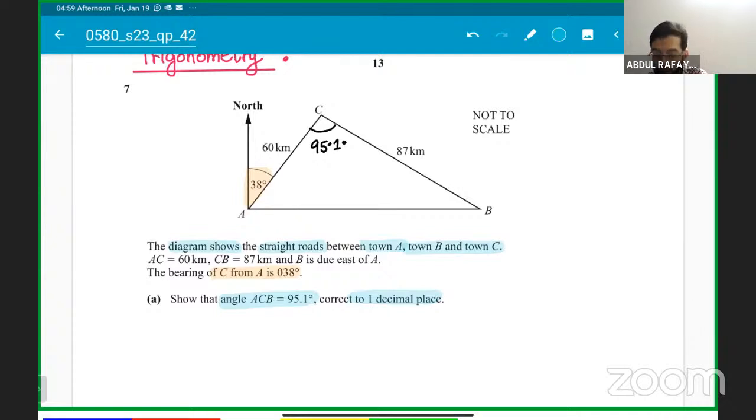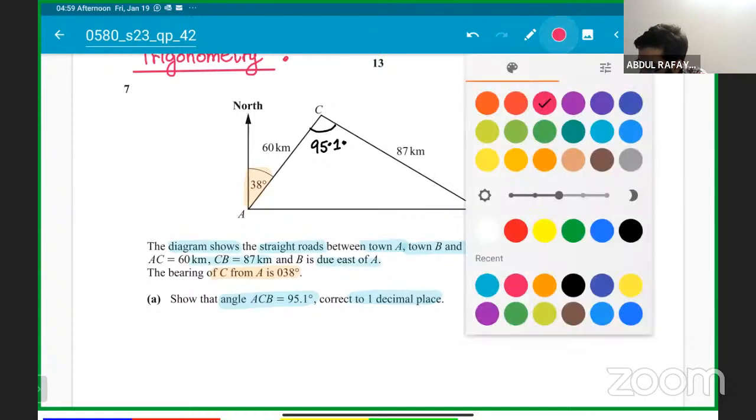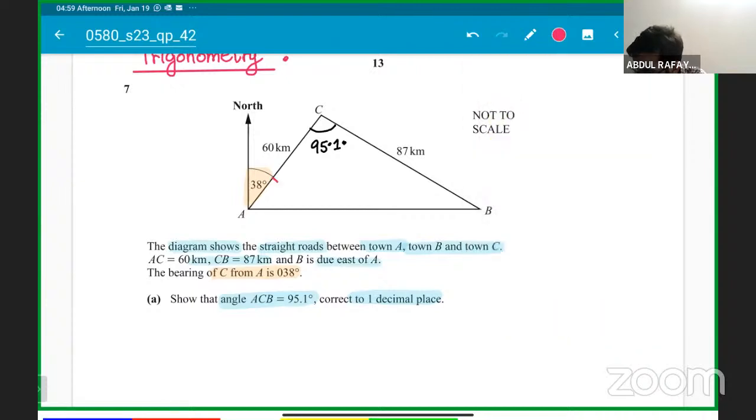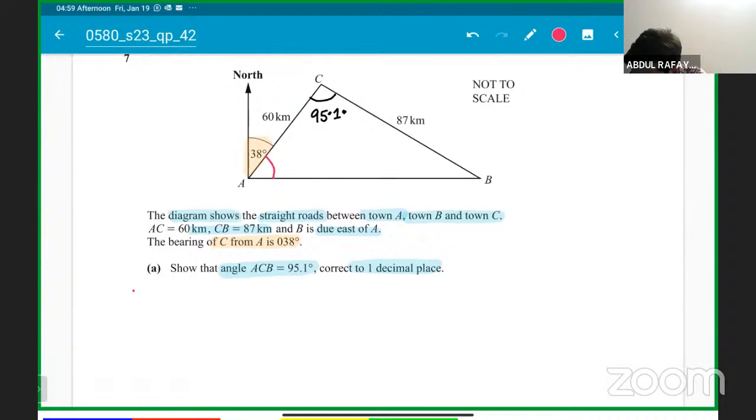We need to understand that these roads are due east, which means they all make a 90 degree angle. You need to understand that this is making a 90 degree angle here. So if that is 38, you can tell the examiner first that angle CAB is 90 minus 38 degrees. Everyone getting it? First, you have to show this.